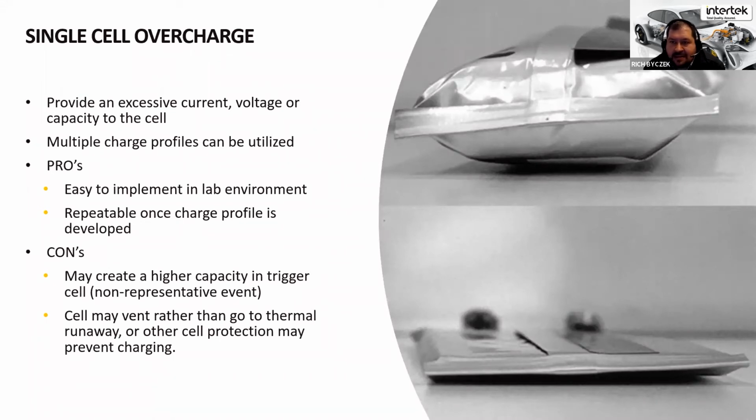But one of the cons, and the biggest con that I've run into, is that certain cell chemistries that are more robust to overcharge would then require you to overcharge that cell to well over 100% state of charge, and you're really putting much more energy into that cell than would be possible in even the worst case actual event in the field. So I would say you can always overcharge a cell to get to a thermal runaway. Whether or not that cell could ever actually react that way in the field is another story. So it's easy to implement, but often not very representative of actual worst case conditions.